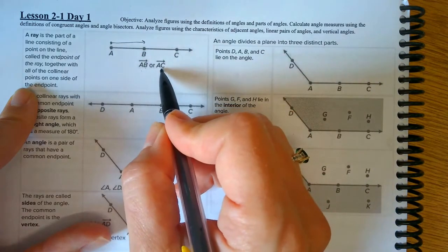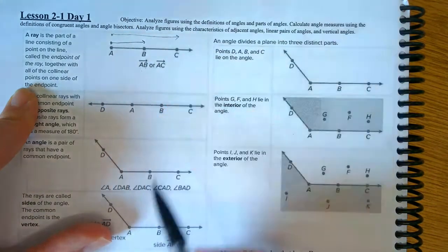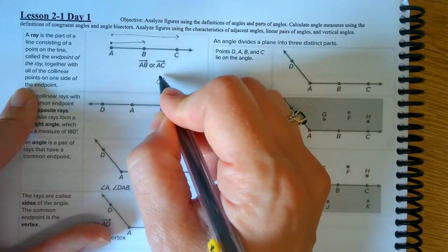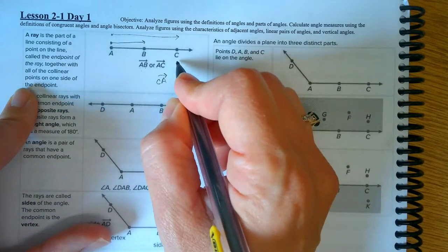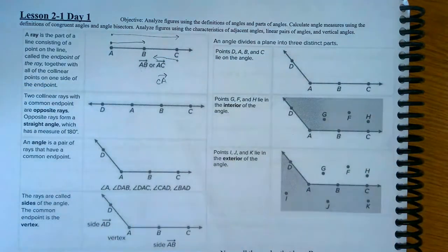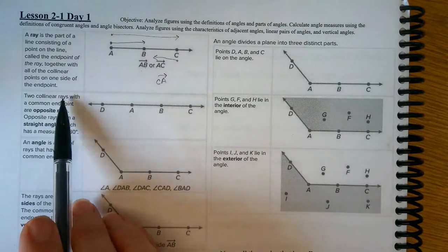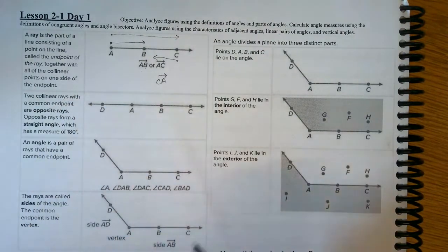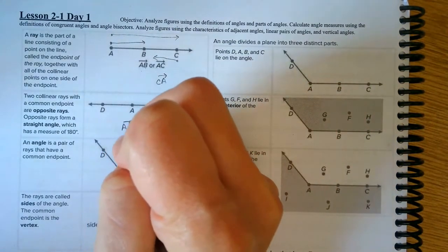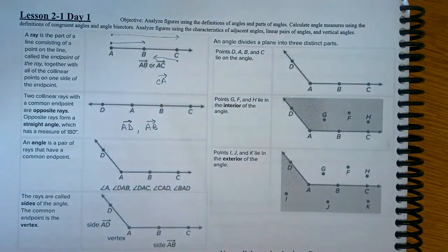So if I was going ray AC, I would start at A and then it would extend through C. If I was going CA, that would be different because my endpoint would be starting at C and going in the opposite direction. Okay, opposite rays are two collinear rays with a common endpoint. So for example, AD and AB are opposite rays.